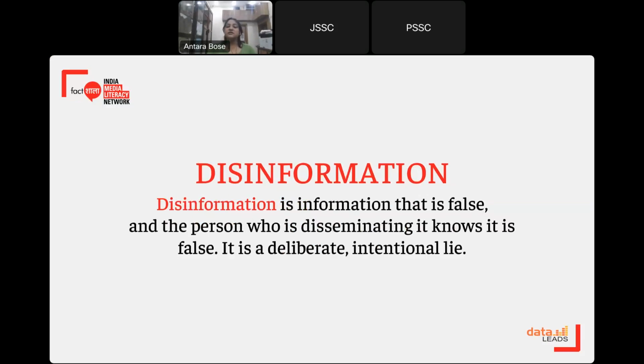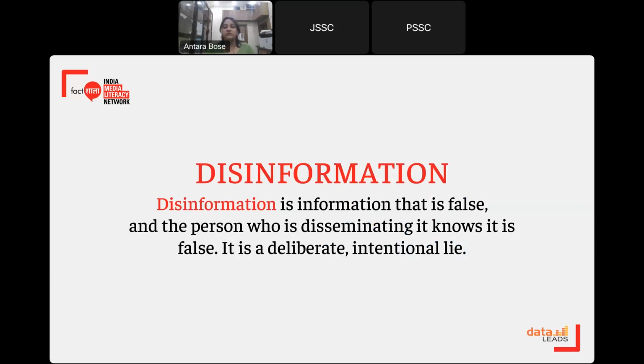Disinformation is where it is false and the person who is sharing it also knows this is false, but it is a deliberate and intentional lie. The person sharing it knows that this is wrong. He may be aware of the consequences also, which happened in the child kidnapping video, but then it is done deliberately. And third, there's another kind of information called malinformation, which is true.